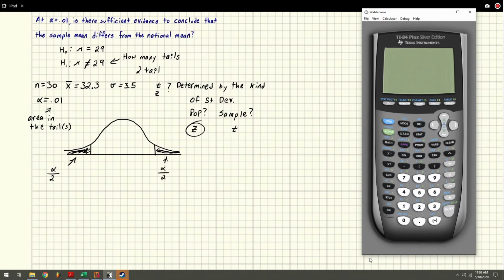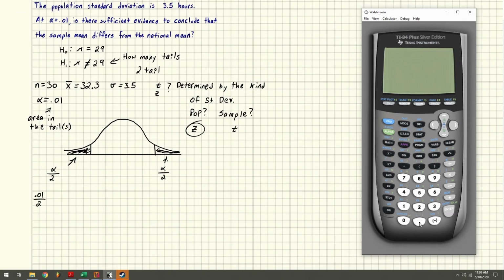So if it's got alpha over 2, this is going to just be 0.01 divided by 2. We can just do that on a calculator really quick. We just turn it on, 0.01 divided by 2, and we get 0.005. So this is 0.005, and this is 0.005. That is the amount of area that is there.